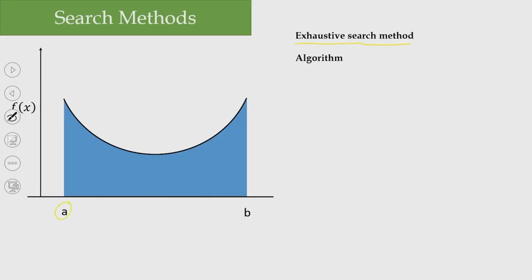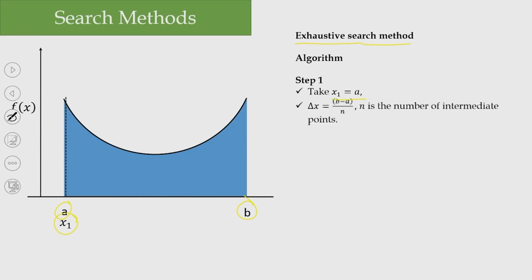Here we have a lower bound and an upper bound. The lower bound is A and the upper bound is B. We start from the lower bound, so we consider x 1 as a point equal to A. Then we take a delta x, which is the step length. Delta x is (b minus a) by n, where n is the number of intermediate points. So, I need n intermediate points, and I will get the step length.